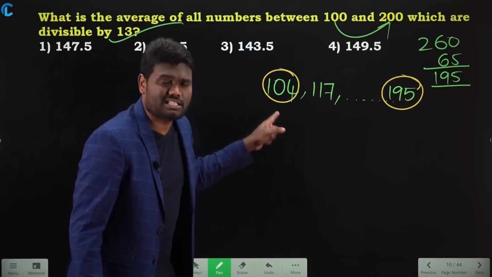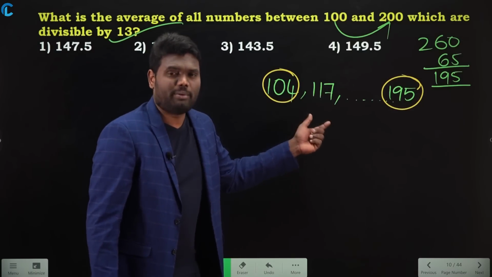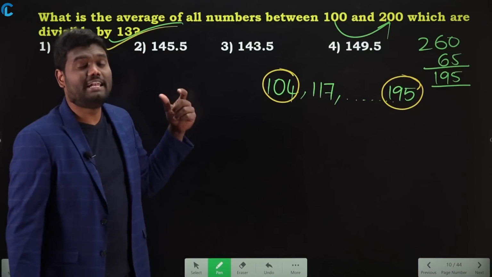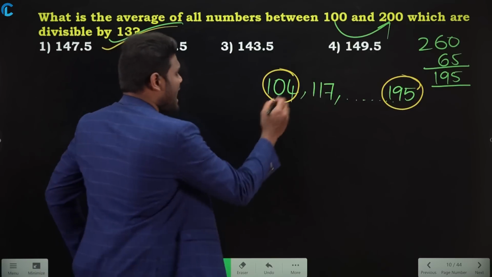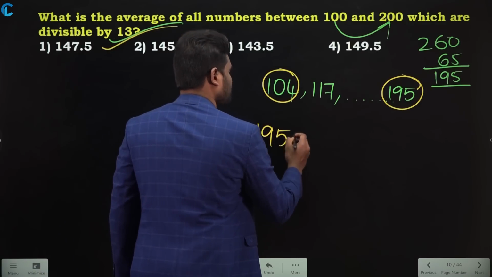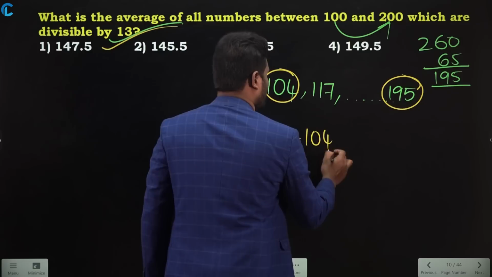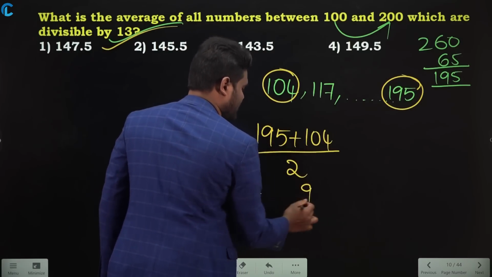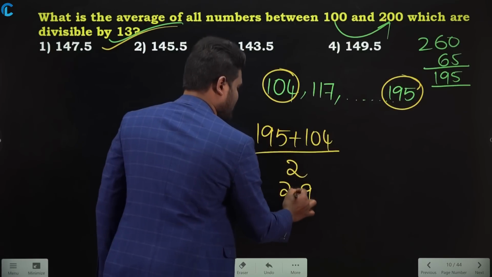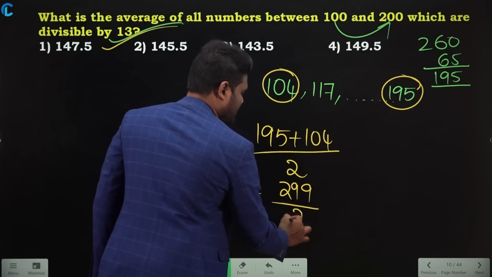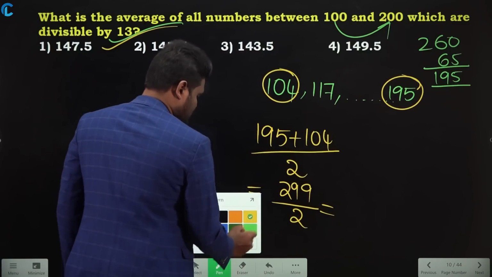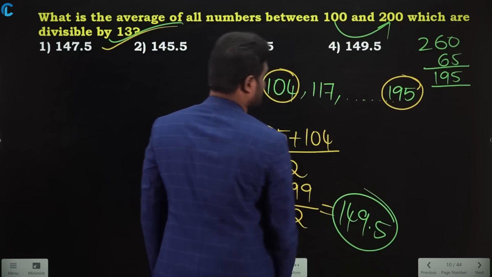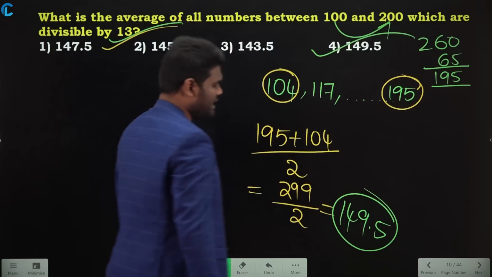And anyway, this series is going to be in arithmetic progression. Why? Because we have a difference of 13, 13, 13, 13, as the numbers are divisible by 13. So look here, the highest number is 195, the lowest number is 104, divide by 2. When you add these numbers, 5 plus 4 is nothing but 9, 19 plus 10 is nothing but 29, 29 by 2. Now this is going to be how much? 149.5. Yes or no? 149.5, which is option 4.